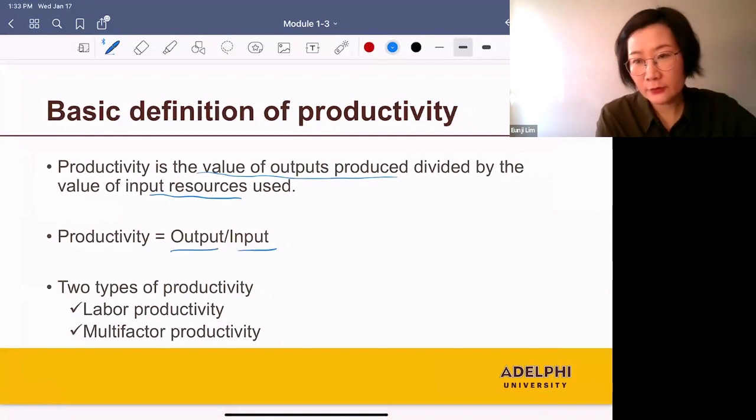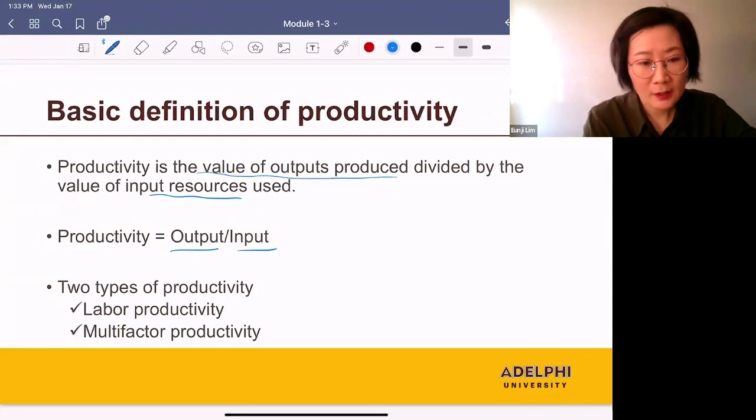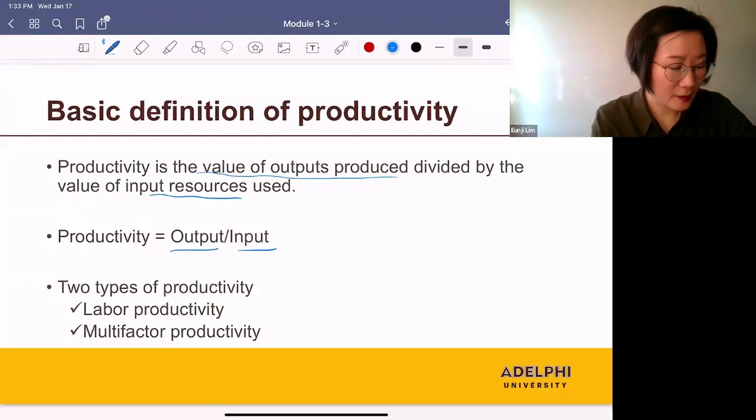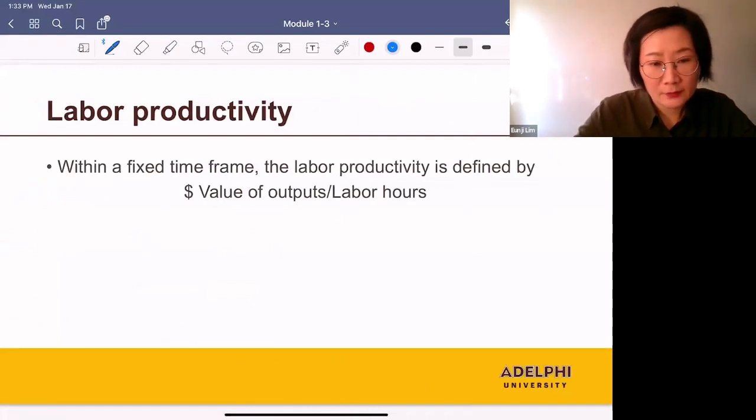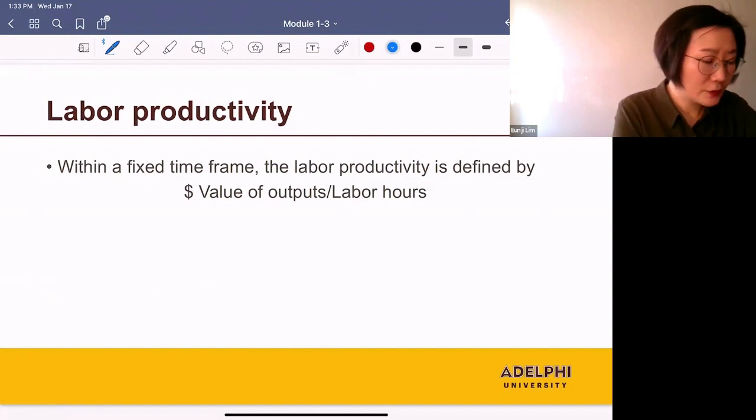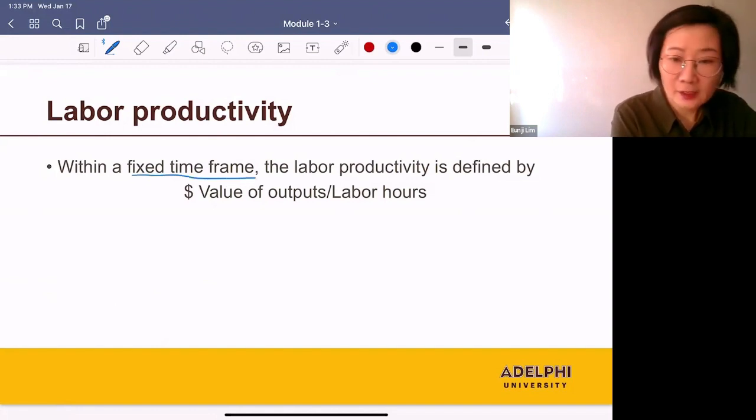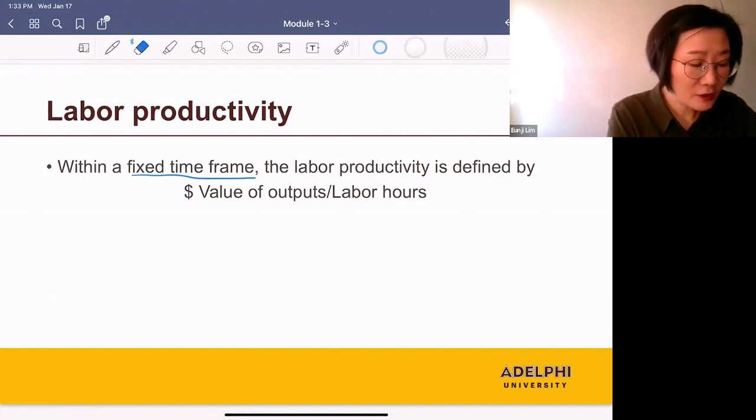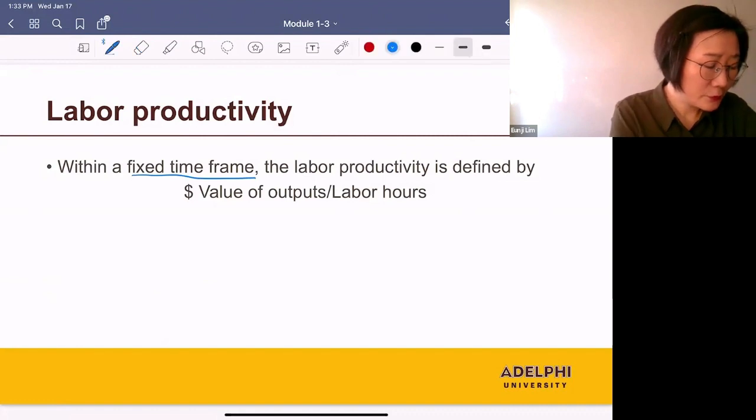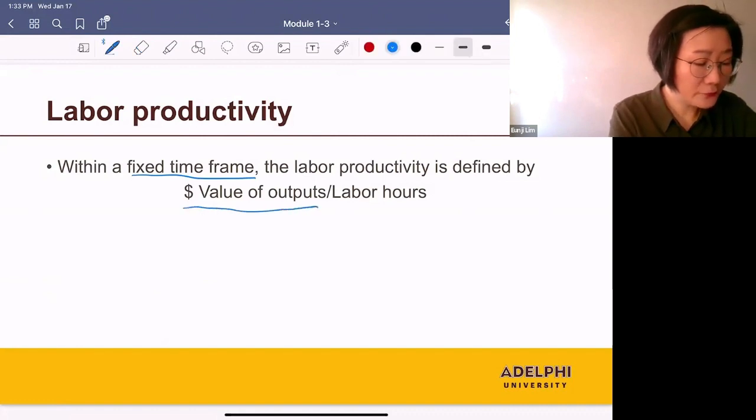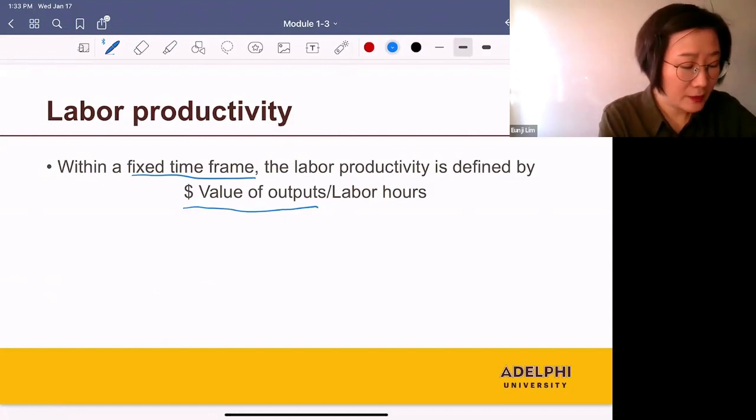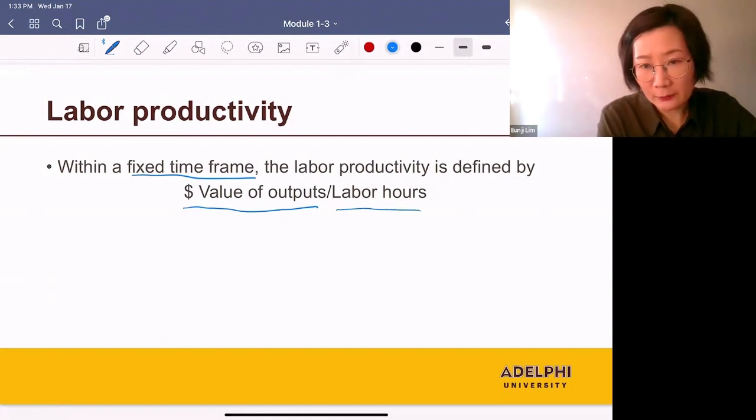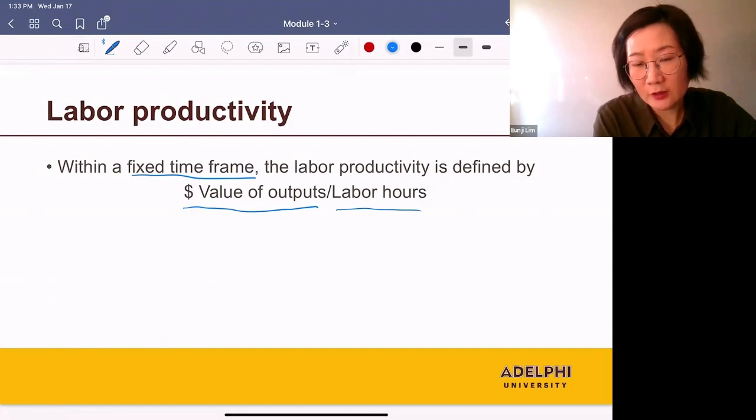We'll talk about two types of productivity, labor productivity and multi-factor productivity. First, how can we define the labor productivity? First, we're going to fix the time frame, and within the time frame, we're going to compute the dollar value of the outputs produced and divide it by the total number of labor hours used within the time frame.